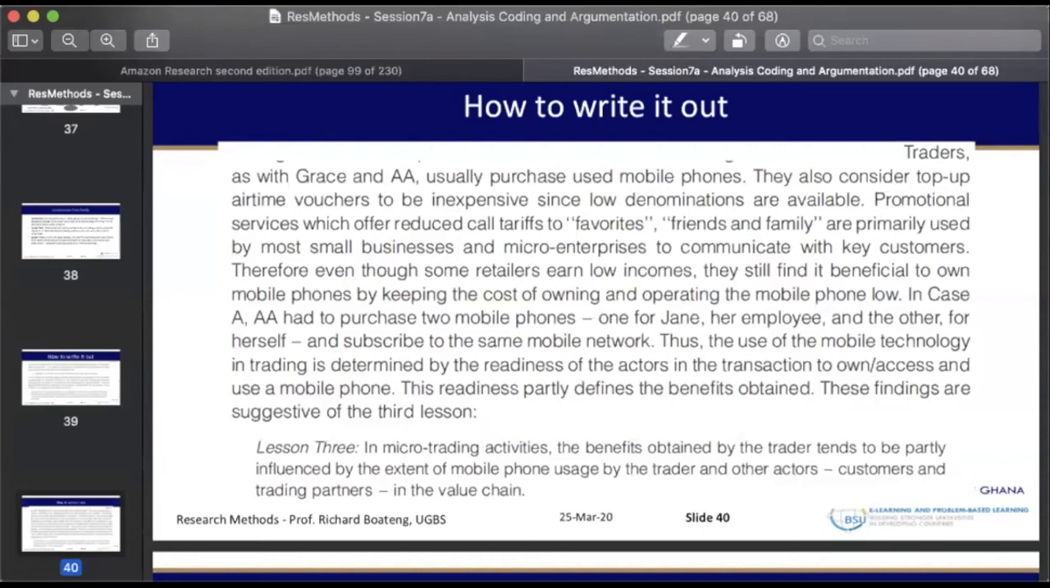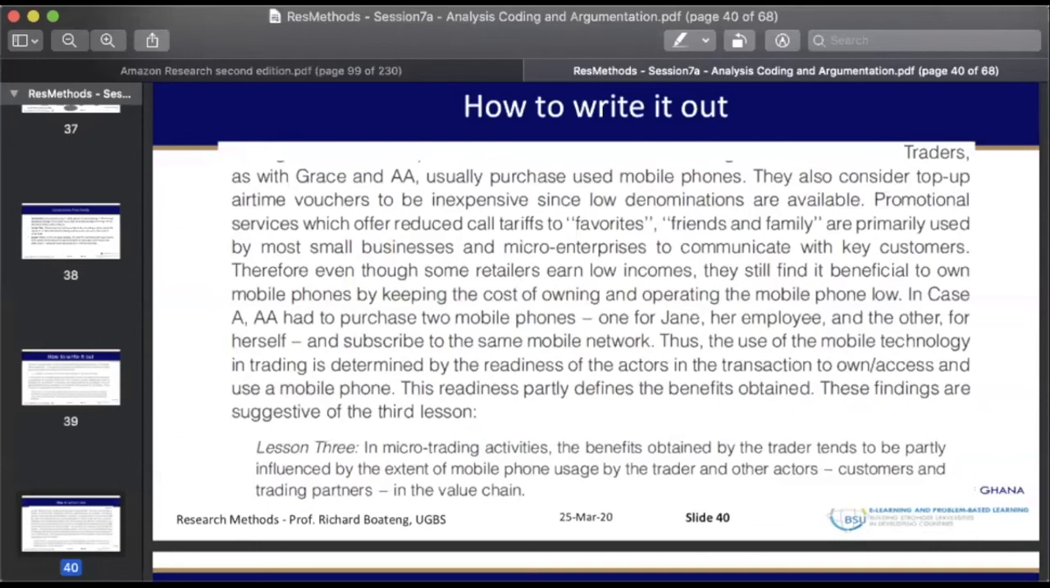These findings are suggestive of the third lesson. In micro trading activities, the benefits obtained by the trader tend to be partly influenced by the extent of mobile phone usage by the trader and other actors, customers, and trading partners in the value chain. Now, what is he trying to say here? He realized that AA purchased a phone and even purchased one for an employee. And AA and Grace also signed up for promotional services such as reduced call tariffs to favorites, friends and loved ones. Now, what is he trying to say?